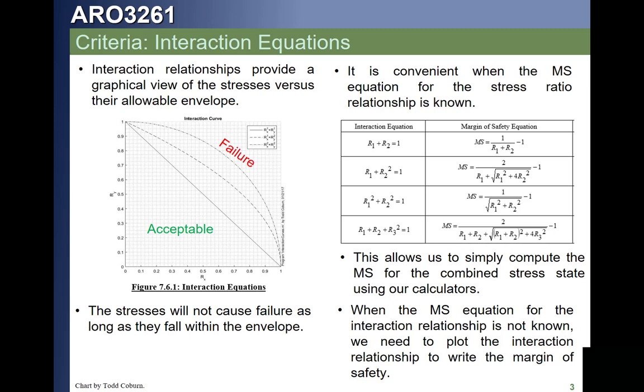Obviously, for any interaction equation where we have a closed form margin of safety relation, the quickest and easiest way to calculate the margin of safety is to use the equation. And there are a number of other equations for different interaction equations that can be found in various references. However, if we cannot find a closed form margin of safety equation, we will need to plot the point and use one of the following methods to calculate margin of safety. So let's move forward and see how that works out.